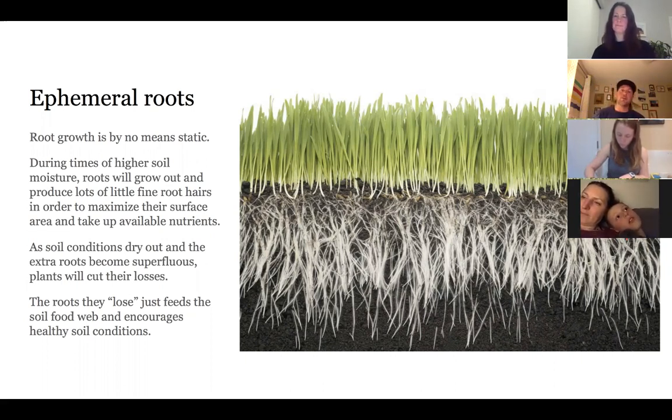But there is no such thing as waste in nature. Those roots that they give away get really quickly decomposed by members of the soil food web, and those nutrients that were in there get cycled, and so it just creates healthier and healthier growing conditions for those roots moving forward. So just because I'm talking about a root system doesn't mean that root system is staying the same the whole year. It can change and adapt.